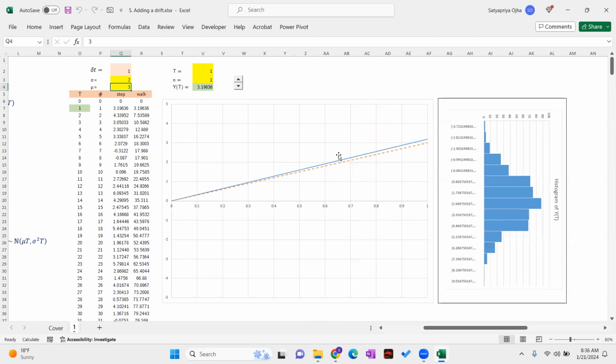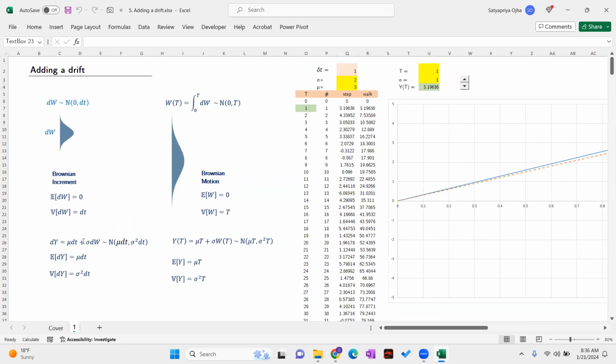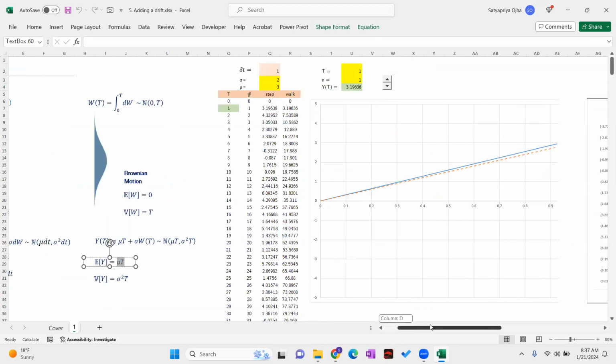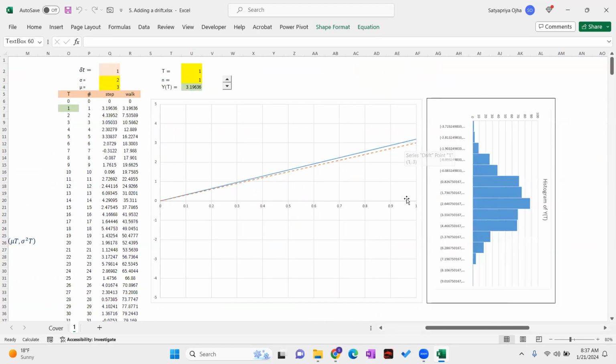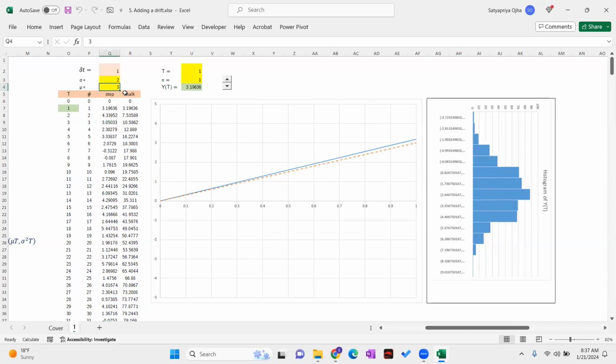Now you can see here on the animation, the dotted line actually shows you only the drift path. That means if there was no fluctuation, if I switch this off, only mu dt, then the process would have a mean mu T and variance of zero. If there is no fluctuation, no randomness, right? And this is a linear growth. On average, it will grow at a rate of mu. That's all there is. So this dotted line shows you that after time 1, it should reach 3. How did this 3 come into the picture? Because I've taken mu equal to 3. So 3 times 1 is 3.